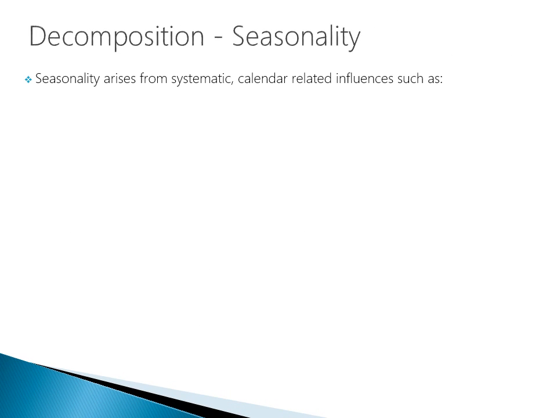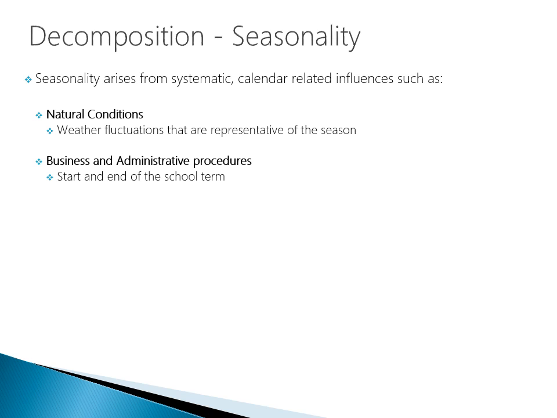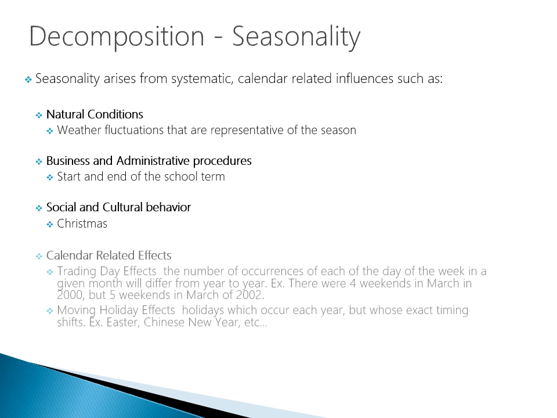Seasonality arises from systematic, calendar-related influences such as natural conditions, weather fluctuations that are representative of the season. So snow removal could be one example of a natural condition, or hurricane season. Business and administrative procedures, for example, the start and end of a school term. Social and cultural behavior, such as a holiday for religious purposes, as Christmas is.